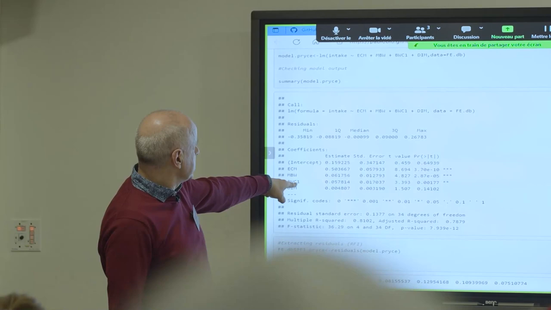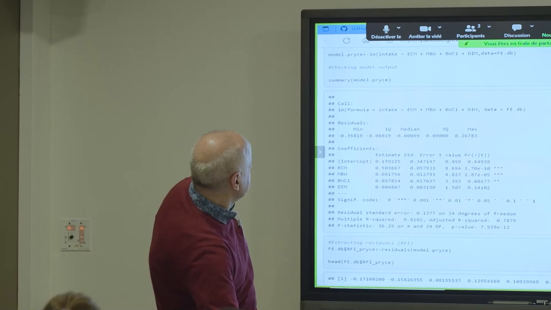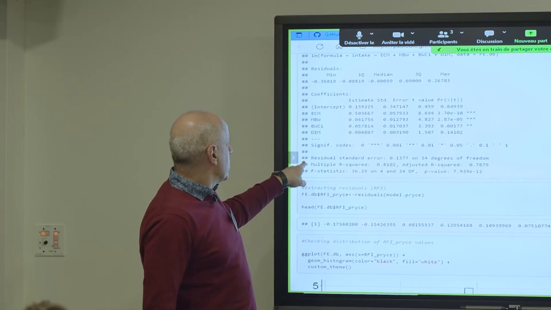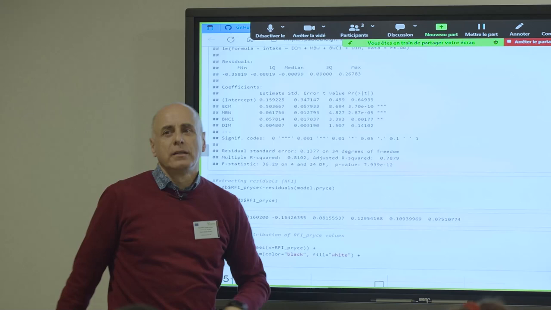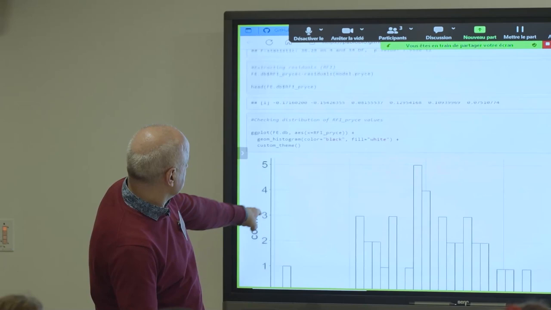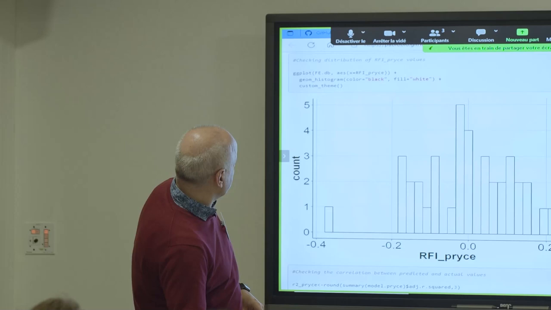And from that, you are estimating, you have here the F statistics, the P value, and the difference. This is important to have the adjusted and multiple R square. And this value has almost 0.8, which is the regression of your model. Did you have the distribution of the values?